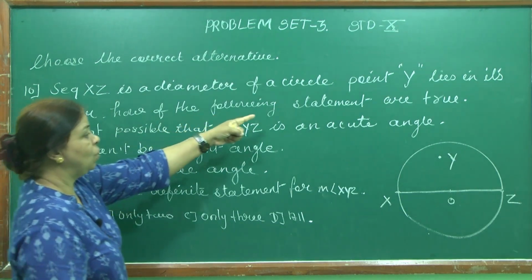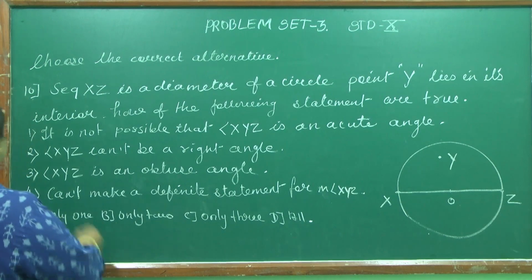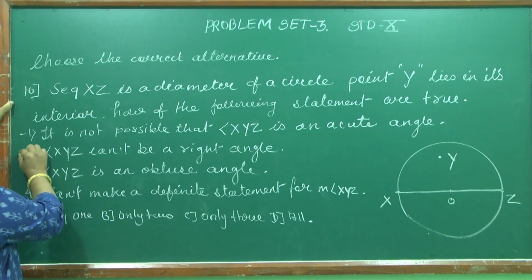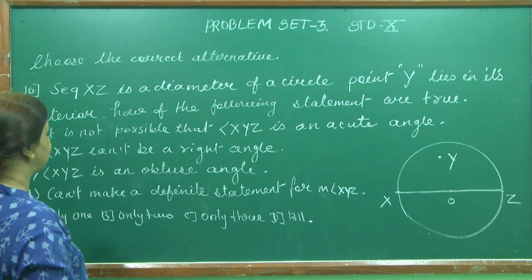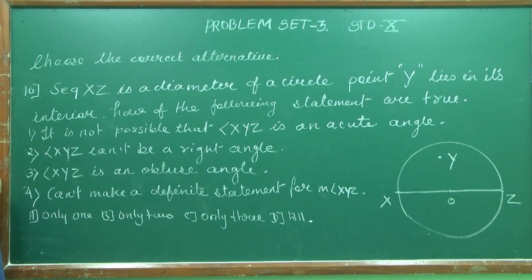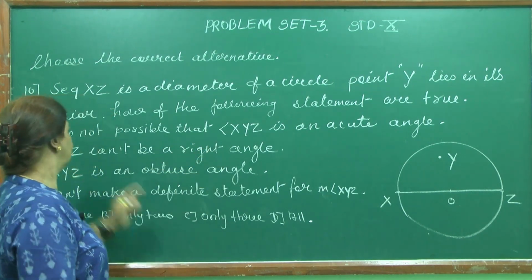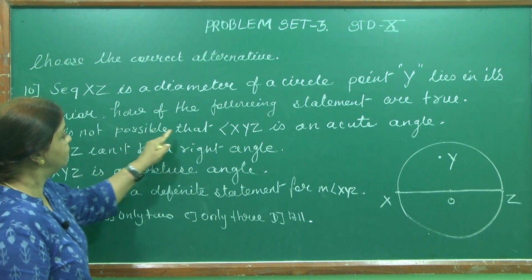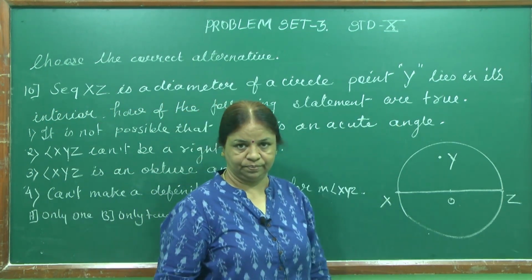How many of the following statements are true? There are 4 statements. This is first, second, third and fourth. So how many of them are true statements children? We have to find out. The first statement is, let us see whether it is correct or not. It is not possible that angle XYZ is an acute angle.